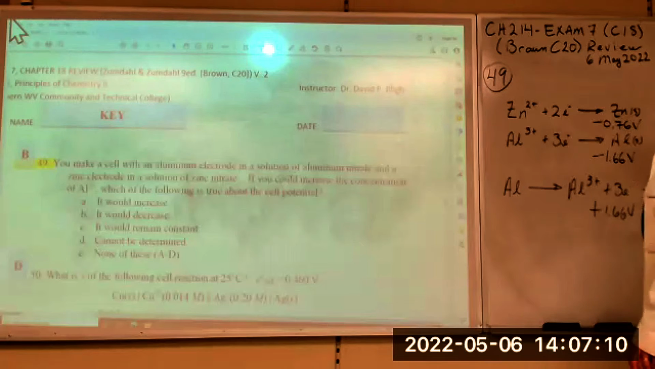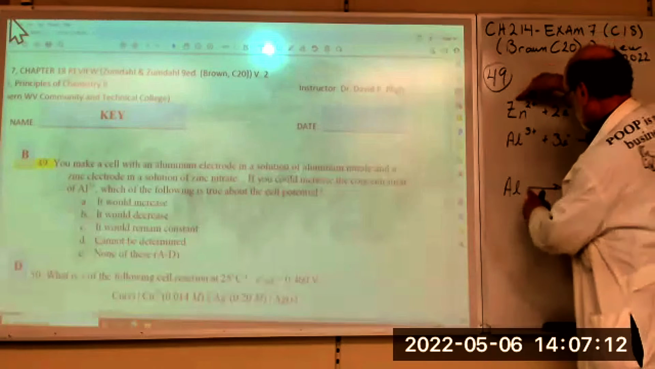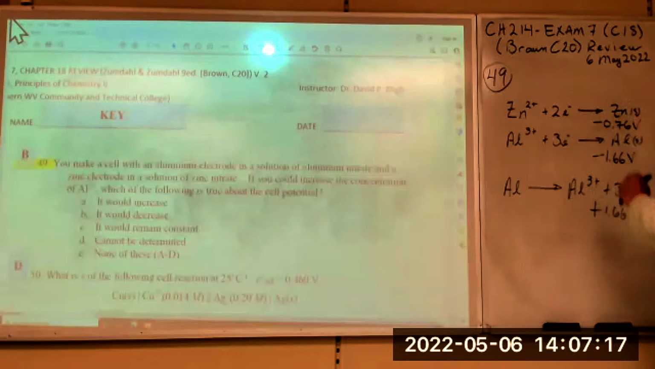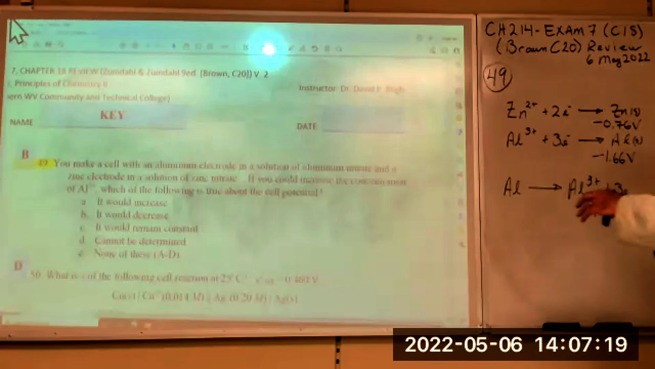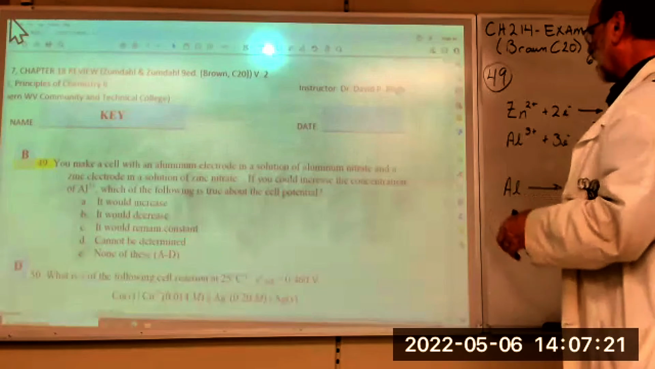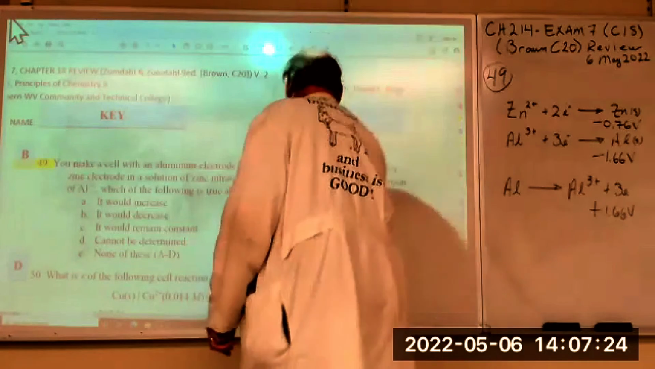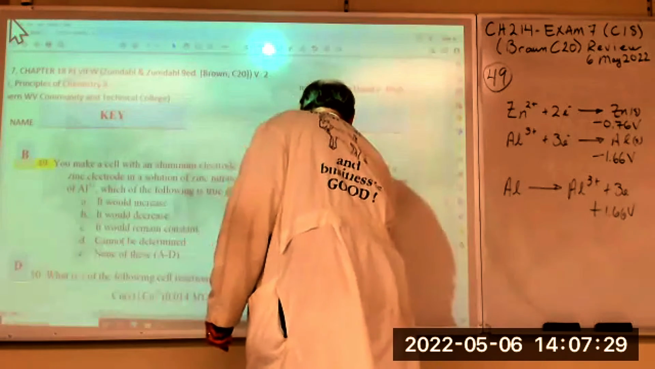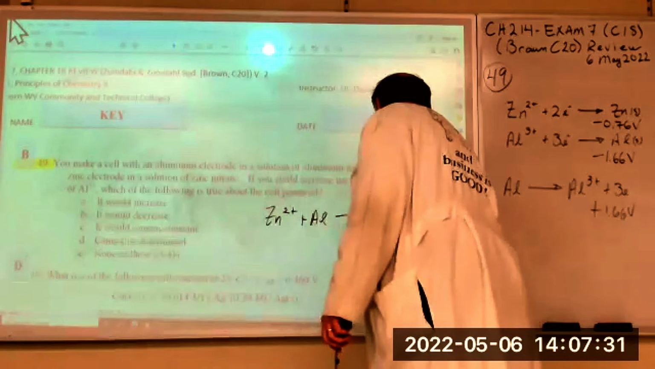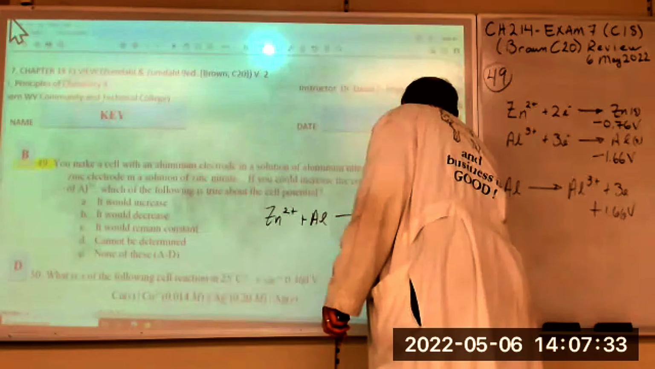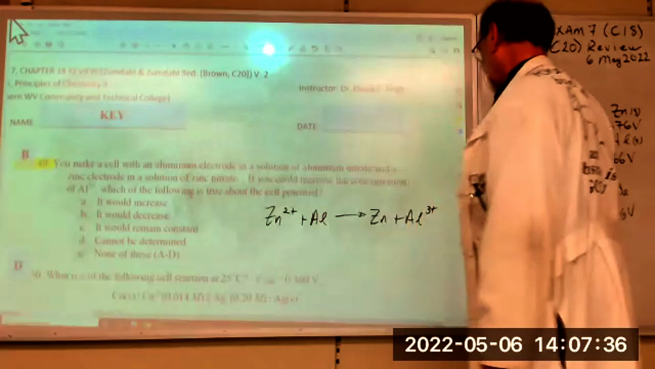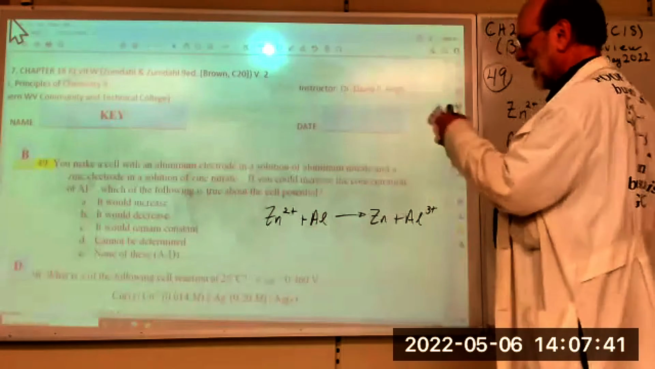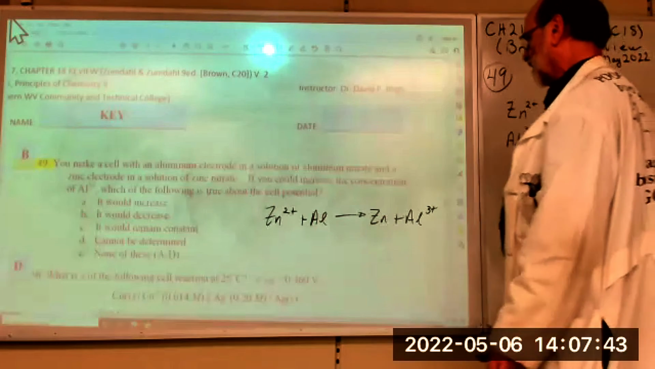Okay, so when we put those together, it's going to be this one plus this one yields this one plus that one. Okay, maybe I should write that out. But it's going to be this one plus this one yields zinc plus 3 plus. Now that's not balanced, but maybe we can answer this without balancing it.